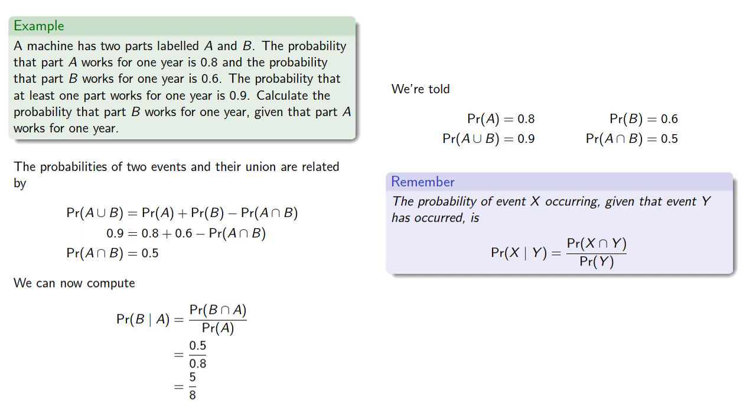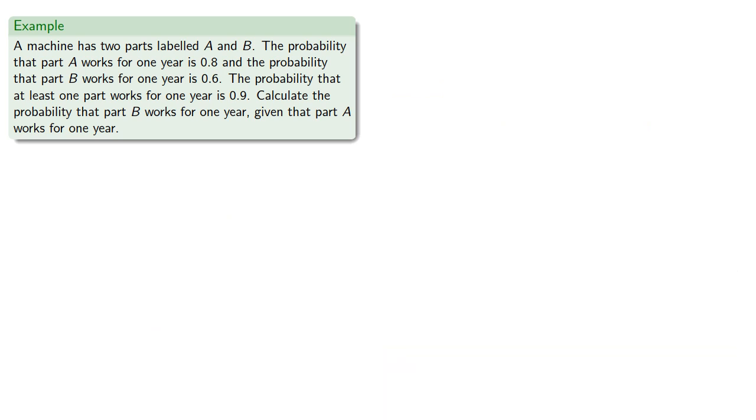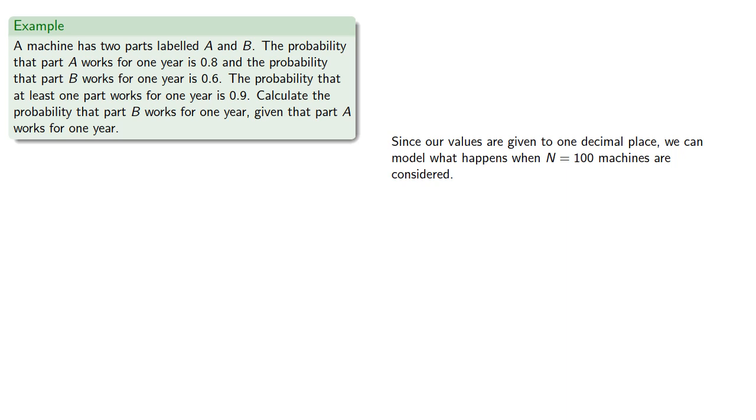And again, if you really want to understand the subject, solve it again. Find a different solution. So let's use some version of our 10,000 table. Since our values are given to one decimal place, we can model what happens when 100 machines are considered.